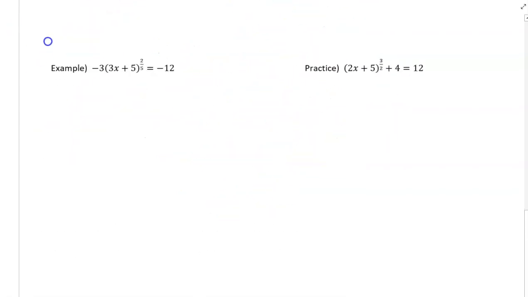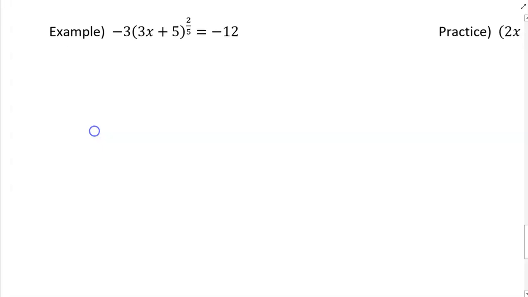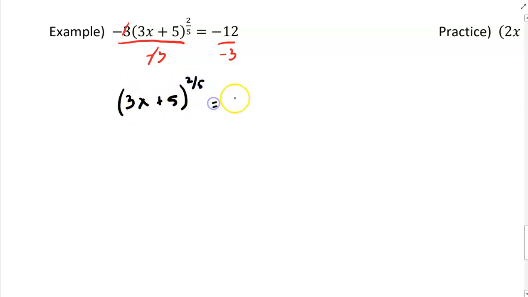Okay, last example and practice problem for this lesson. Here we have one that's more involved. I have a coefficient of a -3 on the outside. So that's the first thing that we're going to undo when we're solving this equation. We'll cancel the -3's, giving us 3x plus 5 to the power of 2/5 is equal to a +4.